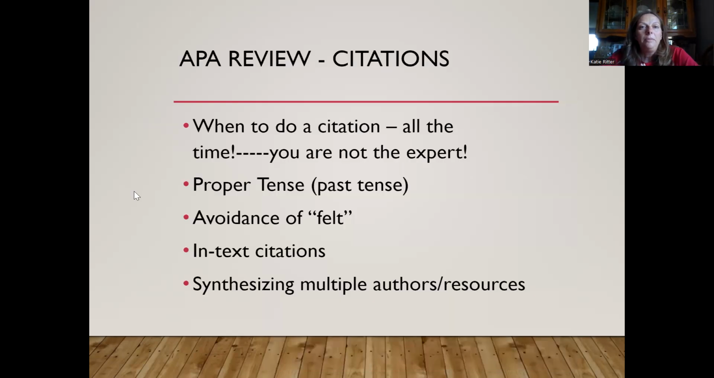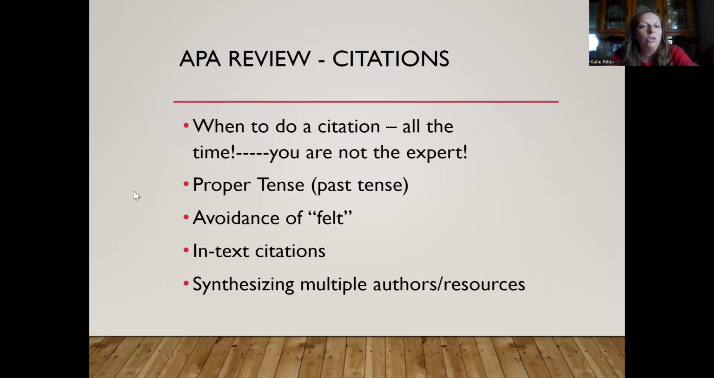Thinking about your citation. I know several people had questions about citations. So when do you do a citation? You do it all the time. Again, you're not the expert. So anything that you say, particularly within your literature review, you need to cite. Now, when you get into your methodology, you do not need to cite that, because that's stuff that you are doing within your own classroom.